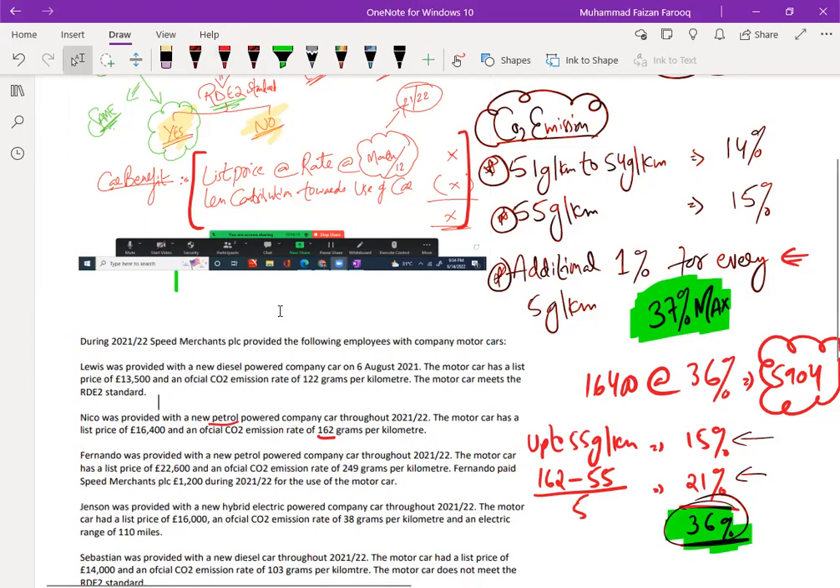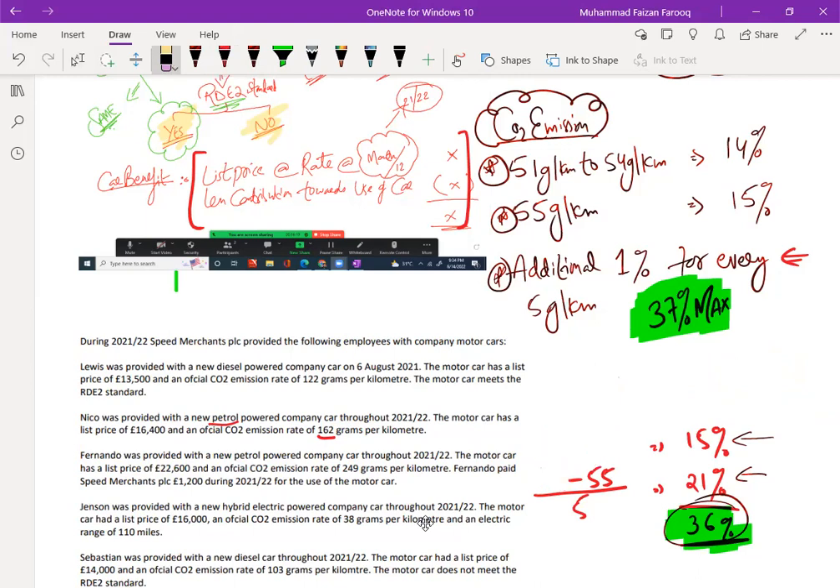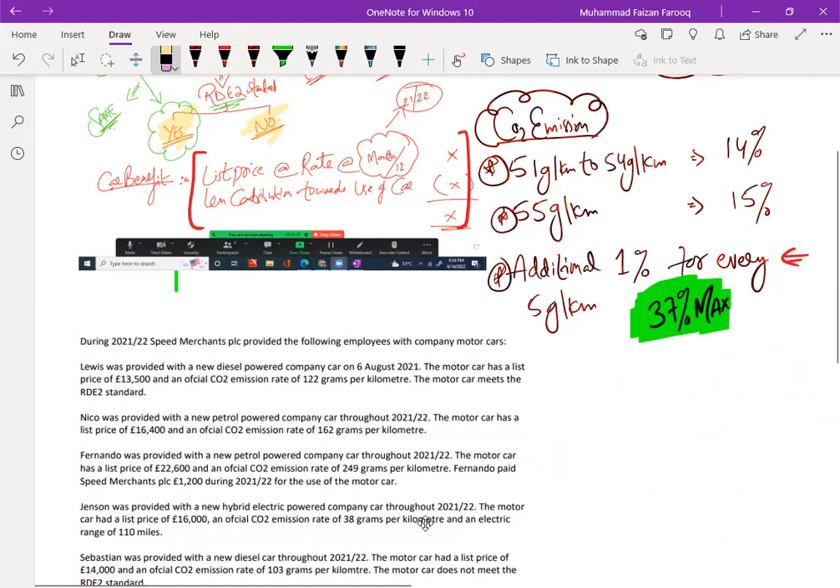Could you repeat that again? If our answer is coming, let's do it with the question, better. Let's do it with the question. Fernando, we have Fernando, right? Just read the Fernando question, please. Fernando was provided with a new petrol-powered company car throughout 2021 to 2022. Okay. It's very important. List price how much?